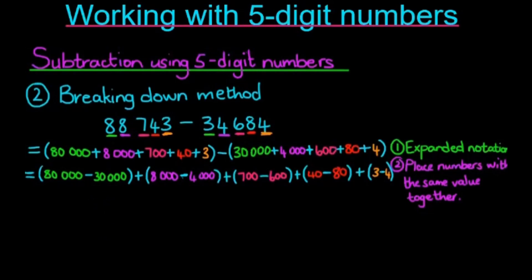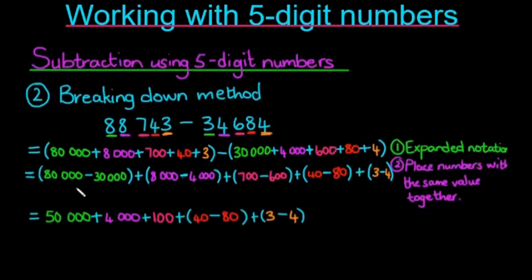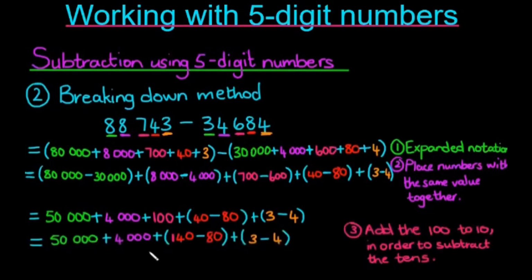Which brings us to the third part of the sum, where I have subtracted 30,000 from 80,000, which gives me an answer of 50,000. I've then subtracted 4,000 from the 8,000, which gave me 4,000. 600 from the 700, which gave me 100. However, these last two, I cannot subtract 80 from 40. It'll give me a negative number, and since we are not working with negative numbers, we are going to have to go and borrow. So I'm going to add the 100 to the 40 to give me 140 minus 80.